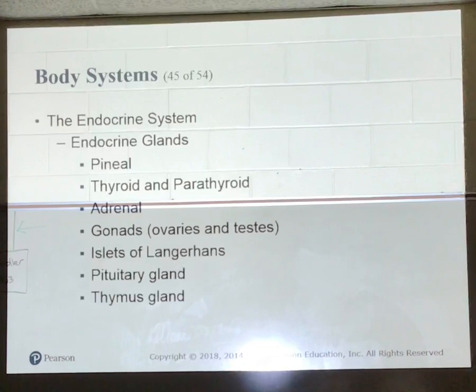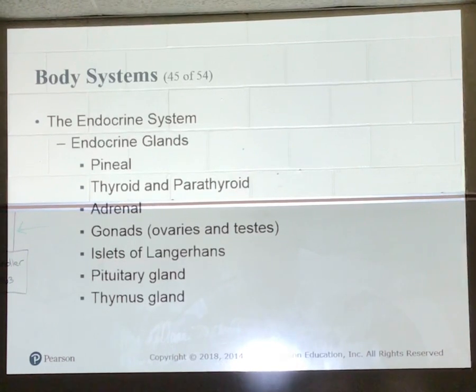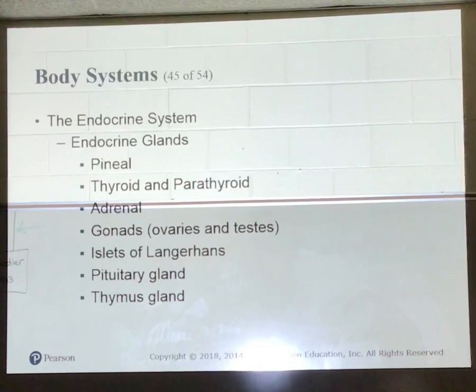They postpone muscle fatigue, increase the storage of sugar, control kidney function, and regulate the metabolism of salt and water. The gonads, which are your ovaries and testes, produce the hormones that govern reproduction and sex characteristics. The islets of Langerhans, which are in the pancreas, make insulin, which allows glucose to enter the cell, and produce glucagon, a hormone that raises the glucose level in the blood.